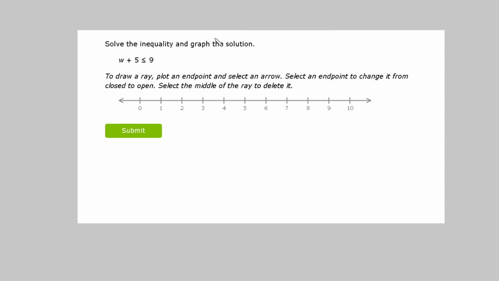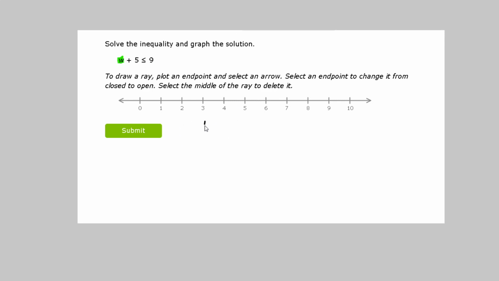The most important thing to keep in mind with inequalities is just like Monday's assignment, these have more than one answer. That's the difference between a one-step and two-step equation versus an inequality like this. We're looking for all the numbers that we can plug in for W here that'll make the left side less than the right side. So what numbers for W will make this true?